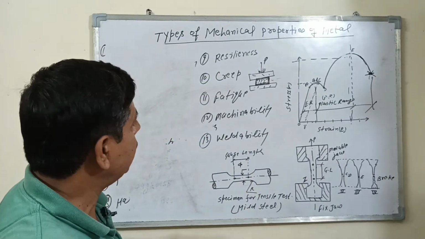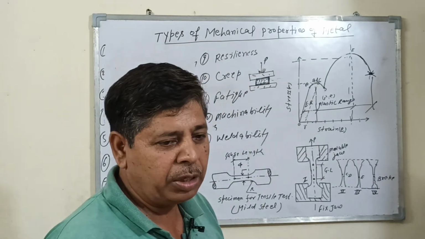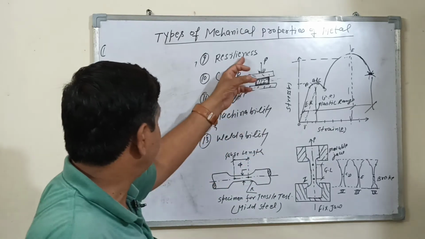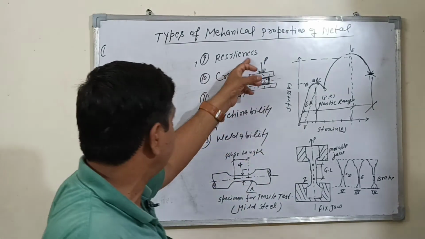Resilience is the property of the material by virtue of which it absorbs shock or impact load without any fracture of the material. So the spring is the best example of resilience.